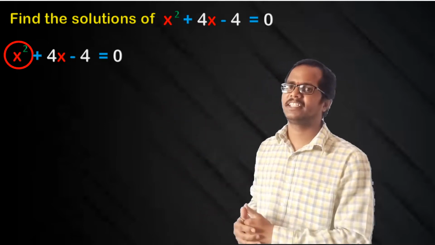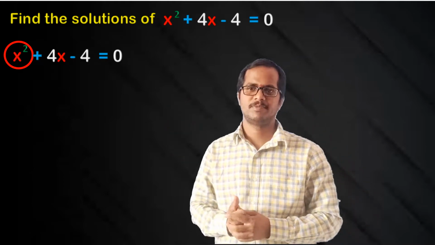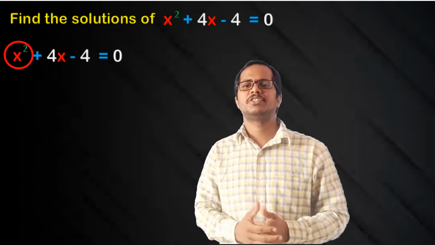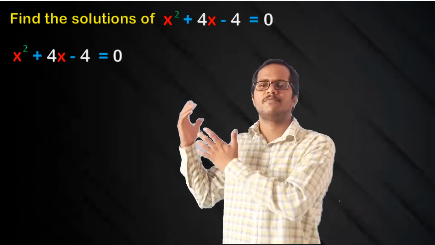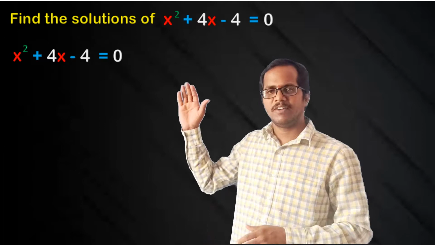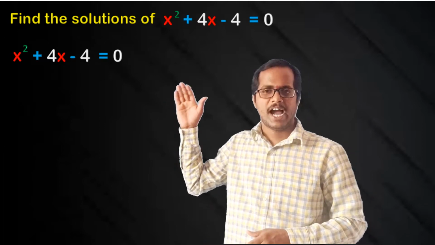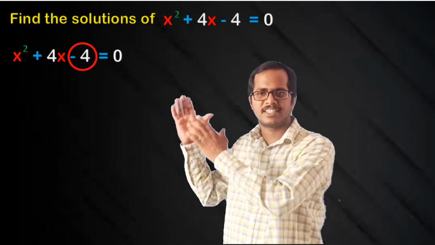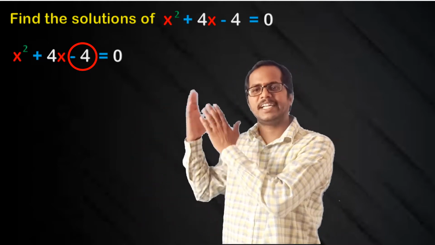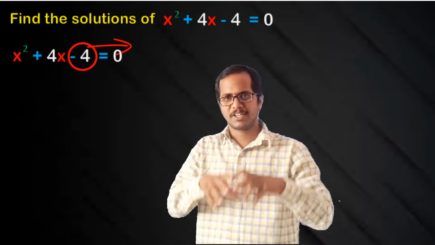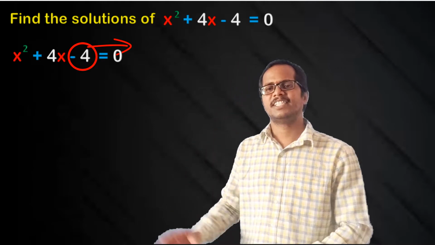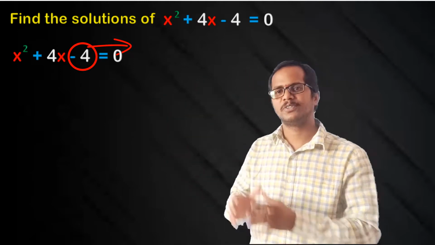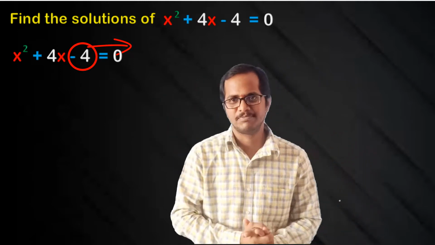Now clearly here the x square coefficient is 1. So when the x square coefficient is 1, then we can proceed to the next step. The next step is to isolate the constant term. That means we have to write the constant term as a single term on the right hand side. So what we are going to do here is transpose the constant term to the right hand side so that we can isolate that term.